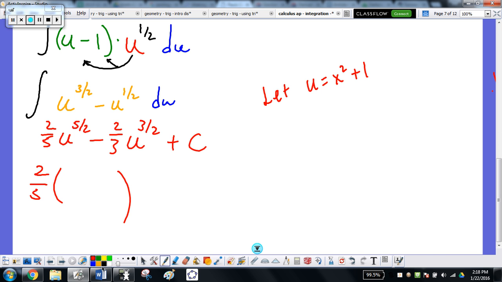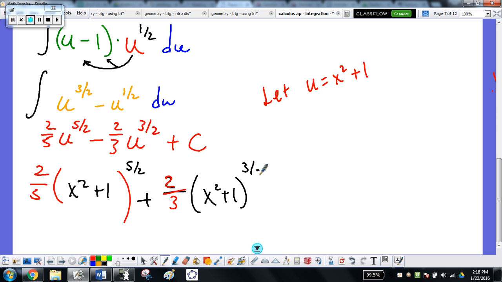2/5 x squared plus 1 to the 5/2, plus 2/3 x squared plus 1 to the 3/2, plus c. So all I did there was I replaced the u back with what it was. We replaced x squared plus 1 with u, and now we did it back again at the very end of our problem. So you kind of see a nice symmetry here in this problem.